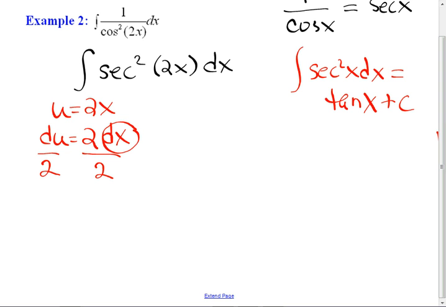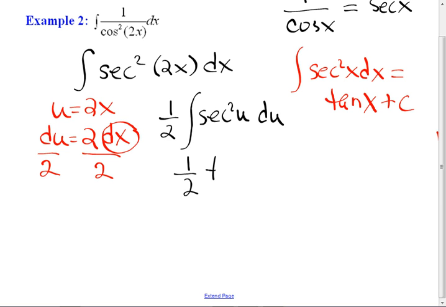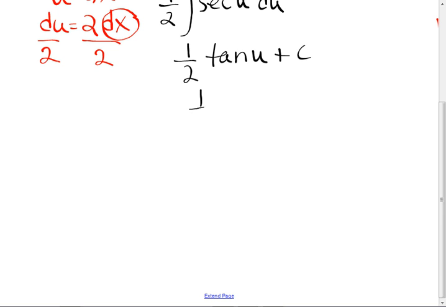Good questions. Because if you don't see it, you're not going to see it when you get home. Secant squared of u, dx is replaced by du. What's the antiderivative of secant squared? Tangent of u. One last thing, we have to put in what u is. u is 2x, right? And take the derivative. It's the chain rule. You're reversing the chain rule. It's a trick. It's a way to make this an easier problem.